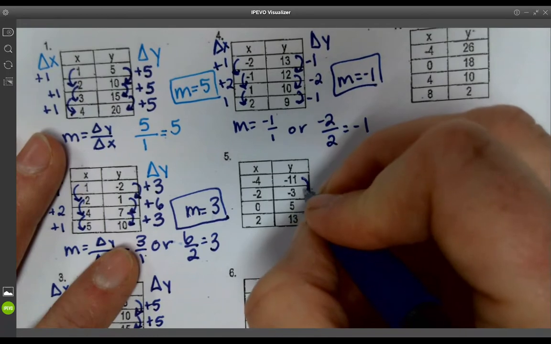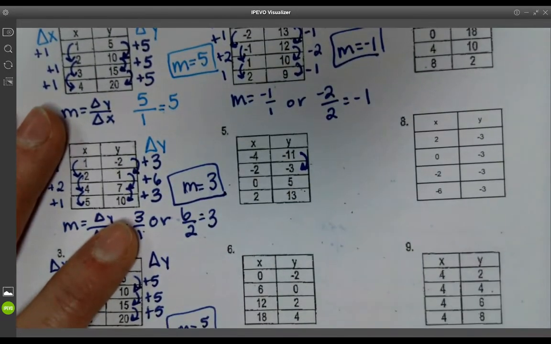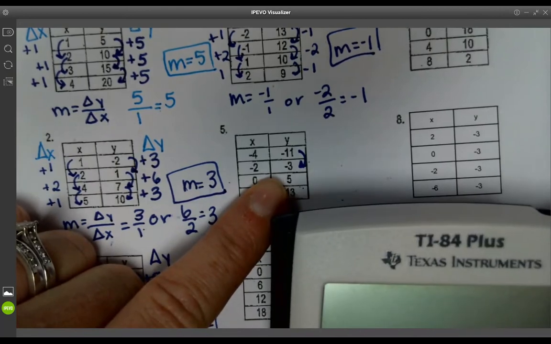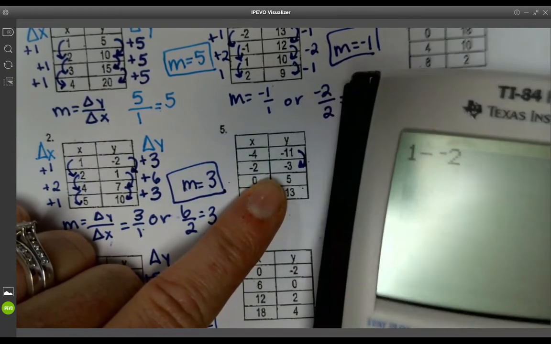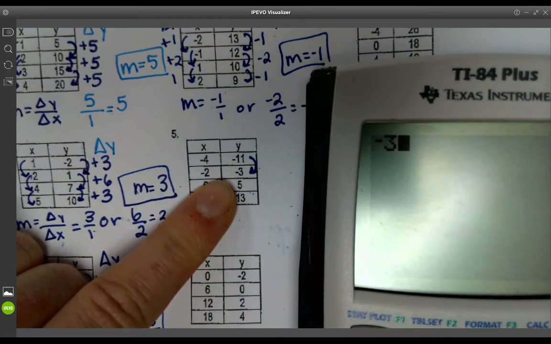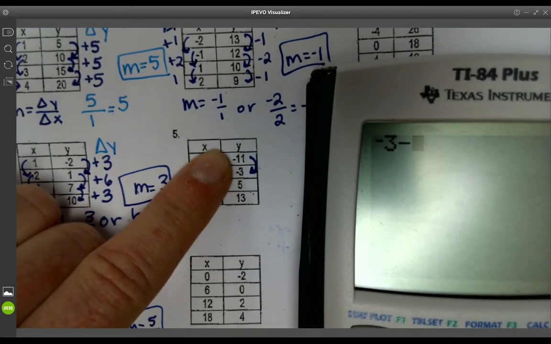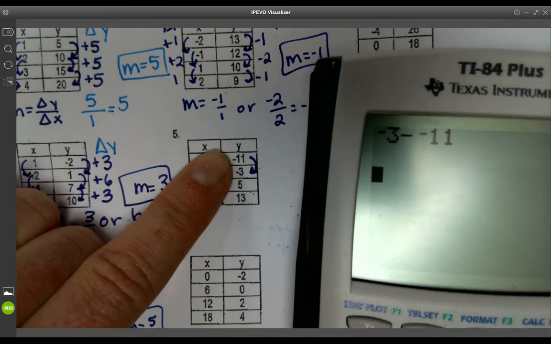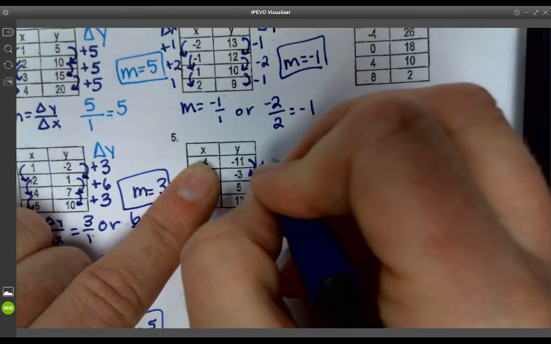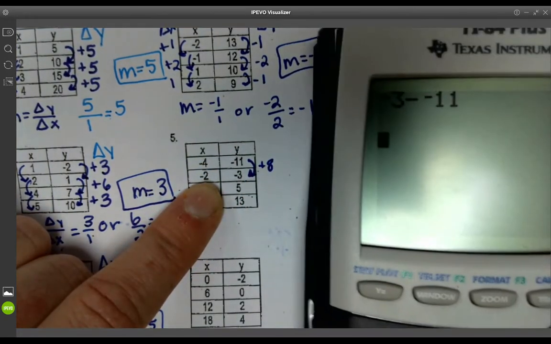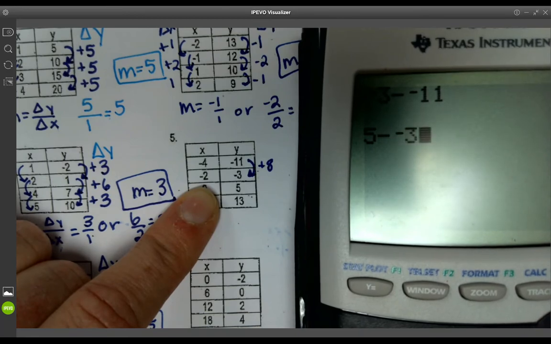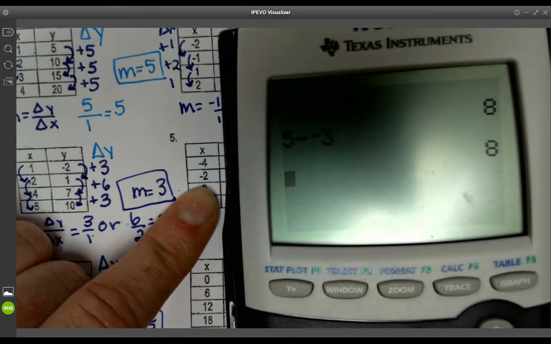Number 5. Some of these with the negatives can be confusing. So what you would do is you'd do the second one. Negative 3, see if I can pull up my calculator. It would be negative 3 minus whatever the first one is, a negative 11. And that comes out to be 8. So this was adding by 8. You can do the same thing for the next one. I would do 5 minus a negative 3. It's also 8.